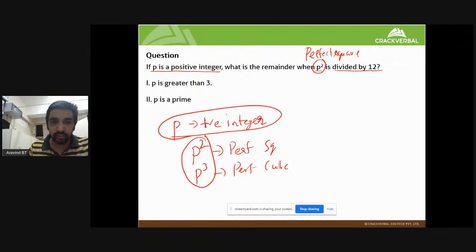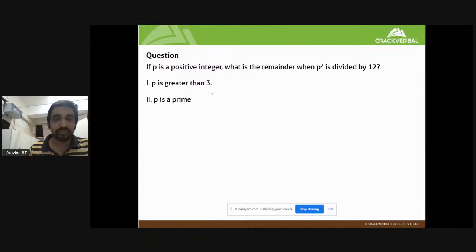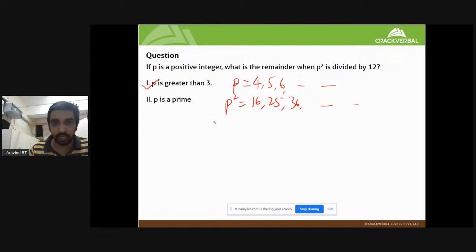So in this question, we will now look at perfect squares only. First statement alone, according to me, insufficient. P is greater than 3, which means P can be 4, 5, 6, any number. P square can be 16, 25, 36, and so on. Therefore, when divided by 12, the remainder can be 4, 1, 0, and so on. Clearly insufficient. Second statement, P is a prime, which means P can be 2, 3, 5, 7, and so on.